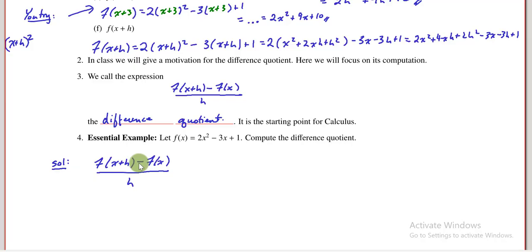Remember, I gave a hint last time. You can see we've got differences in the numerator. In class, we'll talk about how we also have differences in the denominator. So there's the word difference, and then these are set up as a quotient.